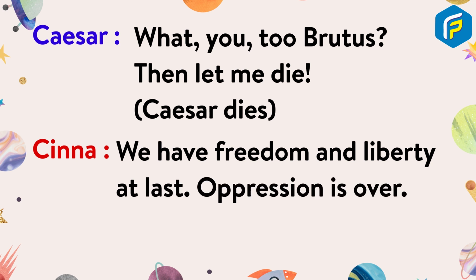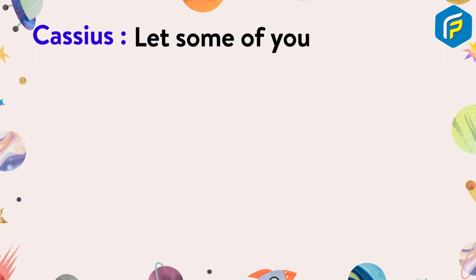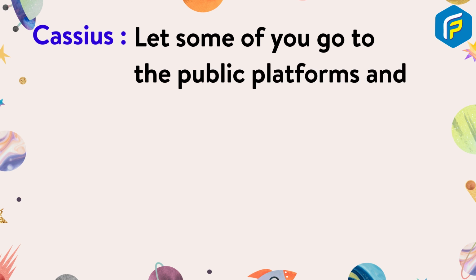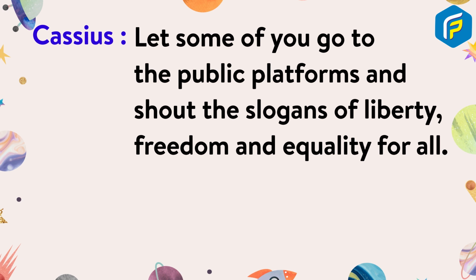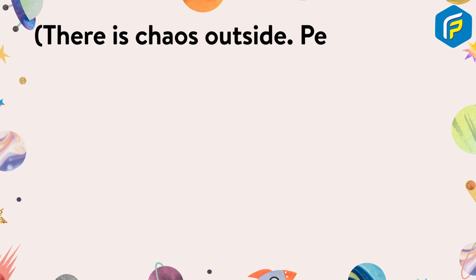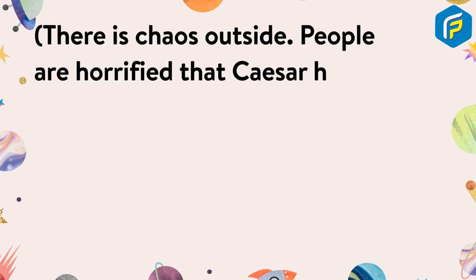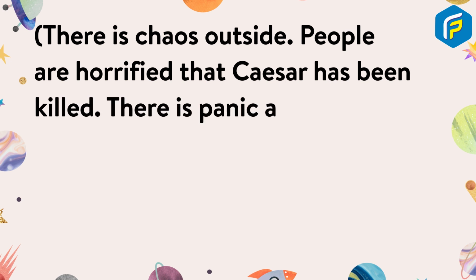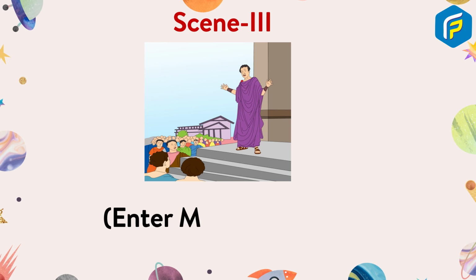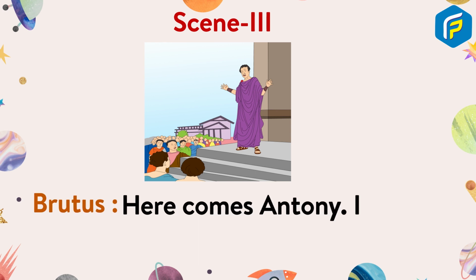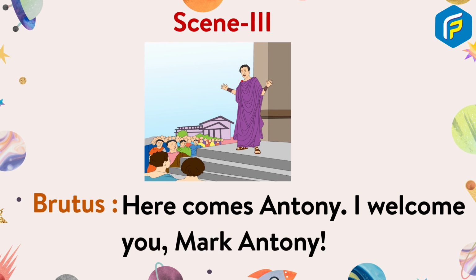Oppression is over. Cassius, let some of you go to the public platforms and shout the slogans of liberty, freedom and equality for all. There is chaos outside. People are horrified that Caesar has been killed. There is panic and confusion in Rome. Scene 3. Enter Mark Antony. Brutus, here comes Antony. I welcome you, Mark Antony.